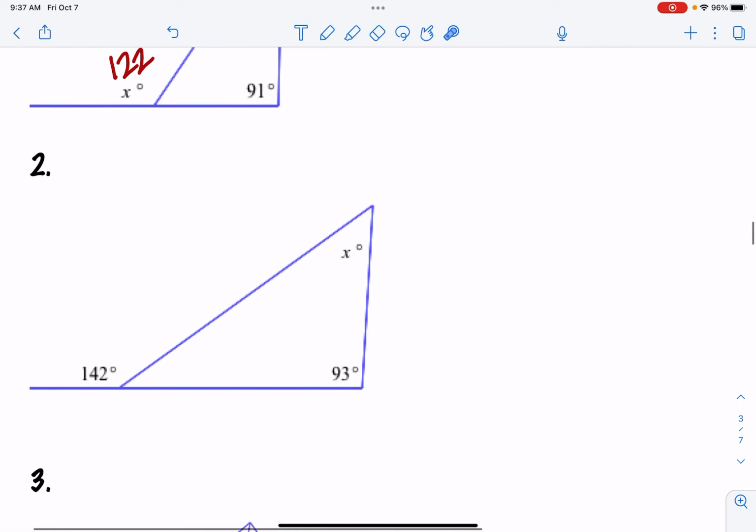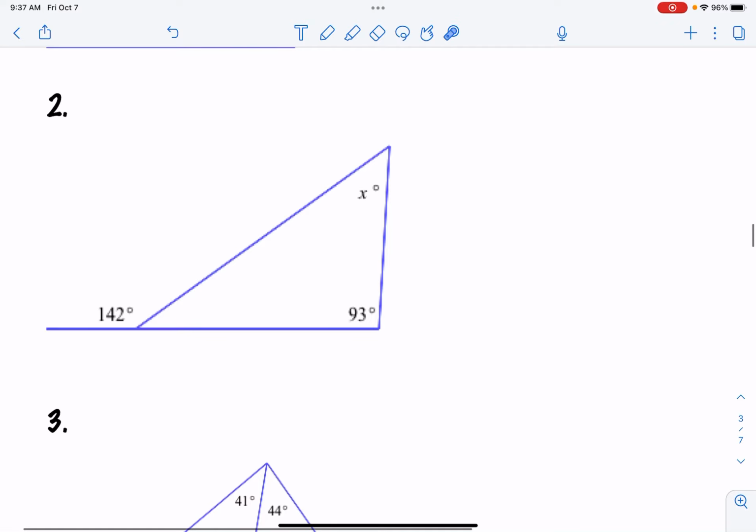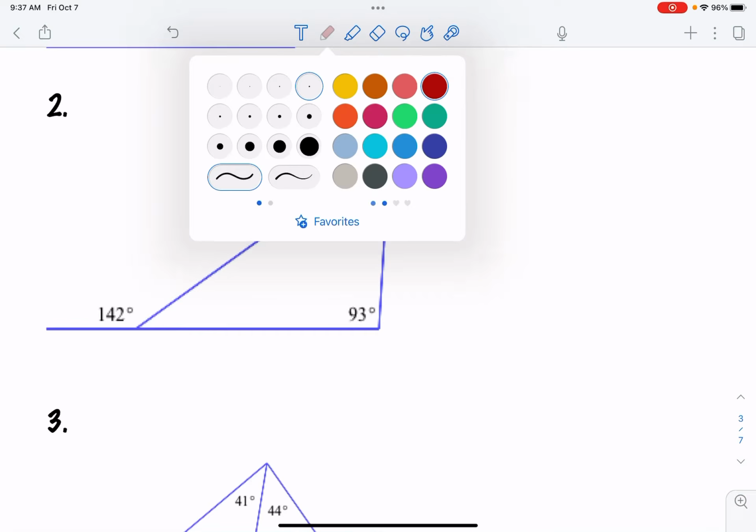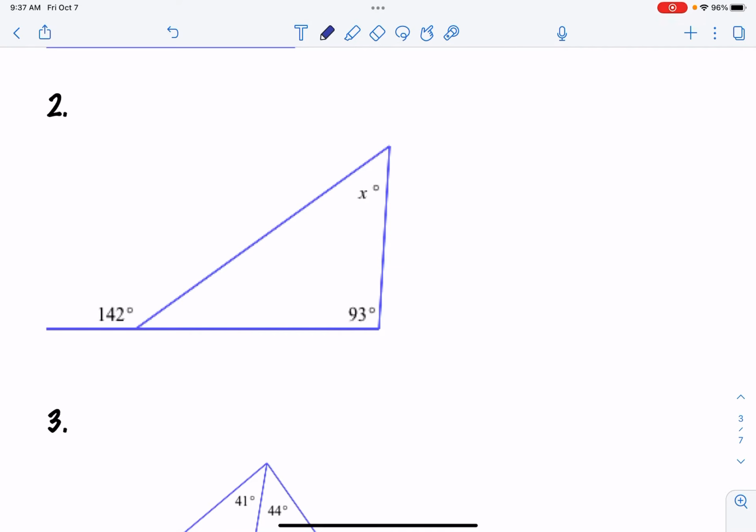All right, number 2, same idea, but the x is somewhere different, but doesn't matter, still the formula exists. So 142, the outside angle, is equal to adding up the 2 remote angles. So that's your equation. So 142 equals x plus 93. And then you just solve that, and you should get 49 as x.